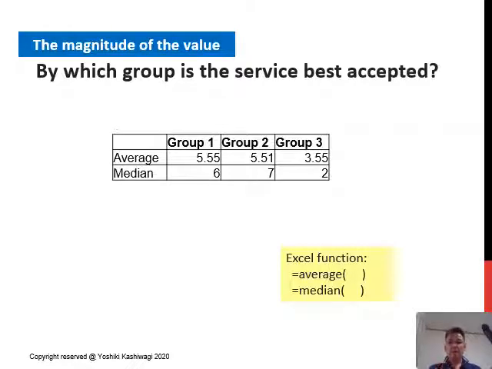But this week I want you to understand that even with just two different indexes, average and median, you may get different results. So you have to take care, especially when you rely on just one index, in this case average or median. Why does this happen? Let's look at the next slide.